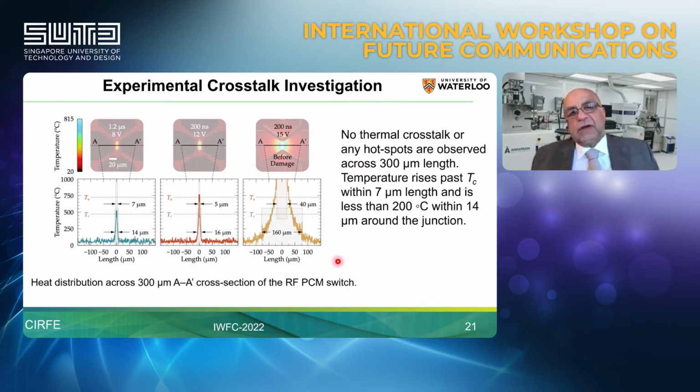We're using the thermal imaging device. You can see here for a pulse of 8 volts and 1.2 microseconds, within an area 14 micron wide, you don't see the temperature going down significantly. Even if you use 200 nanoseconds and a high 12 volts, which is when you go from amorphous to crystalline, you will still see maybe 16 microns. Even if you go to an extremely high voltage pulse, 200 nanoseconds, within 150 or 200 microns the temperature goes down. So that allows you to integrate these switches close to each other with no issues.